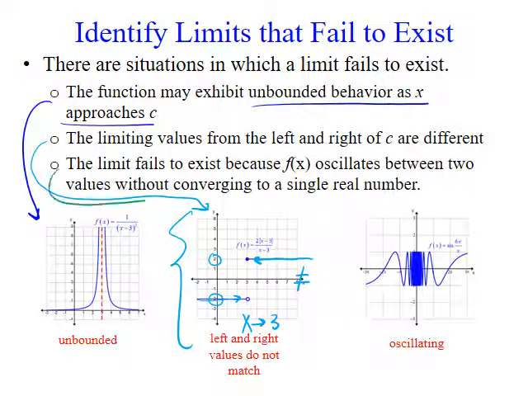Finally, the last instance in which a limit does not exist is when the function oscillates between 2 fixed values. So this function, as x approaches 0 from the left and from the right, oscillates so much that we are unable to tell what the intended height is. Therefore, the limit does not exist.